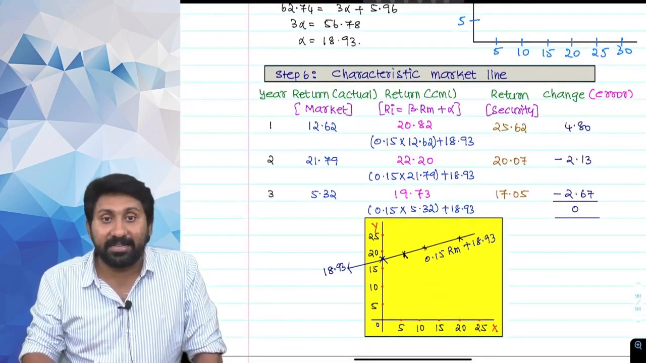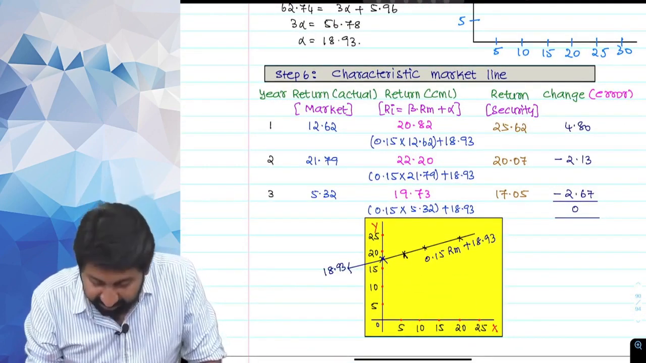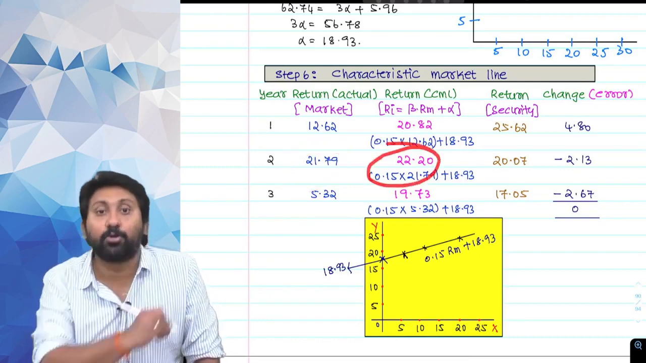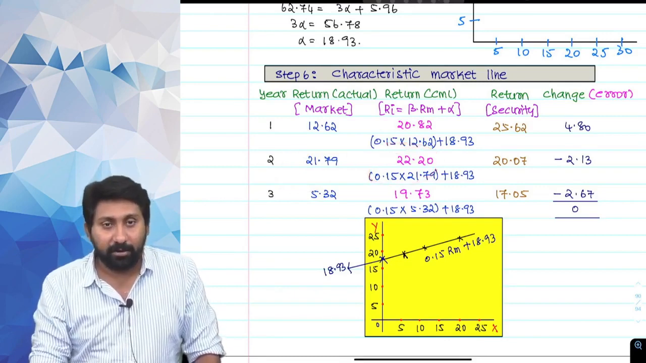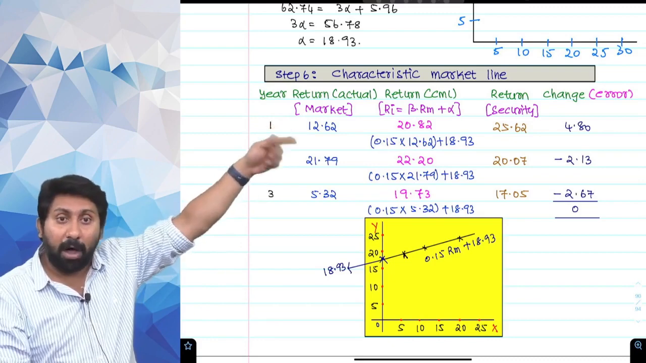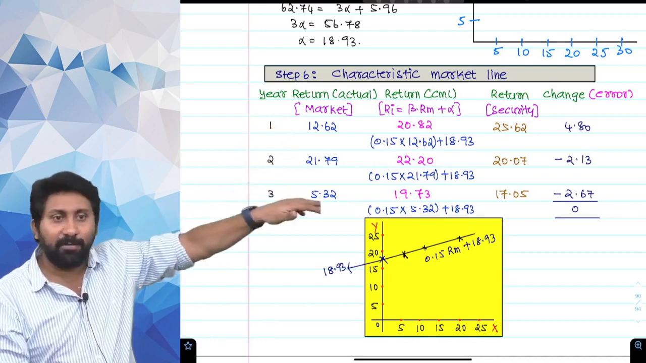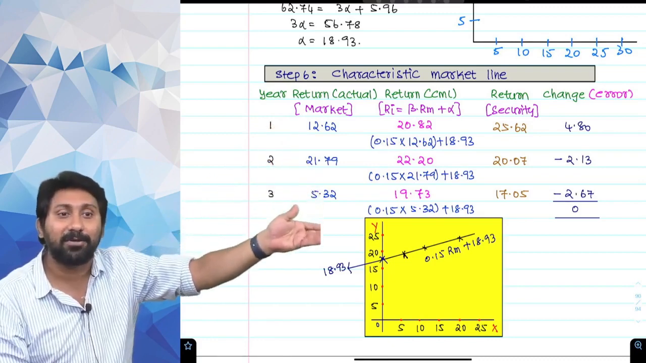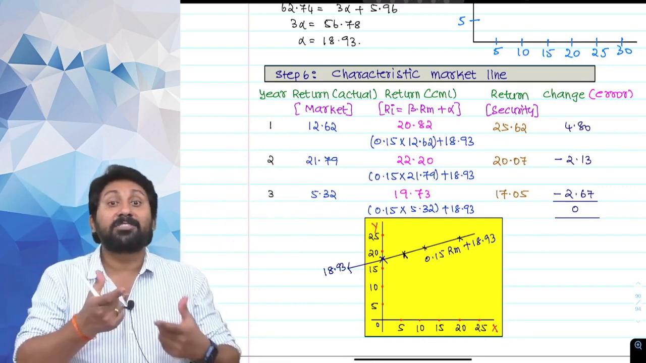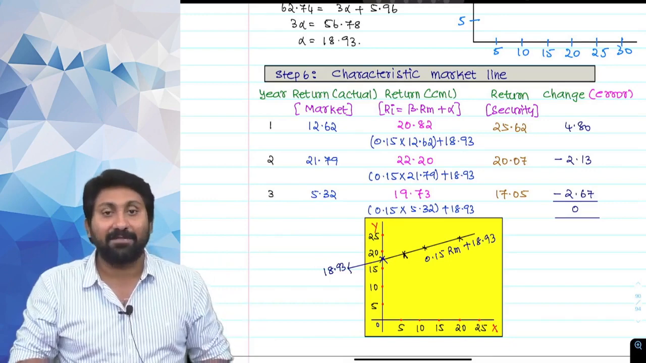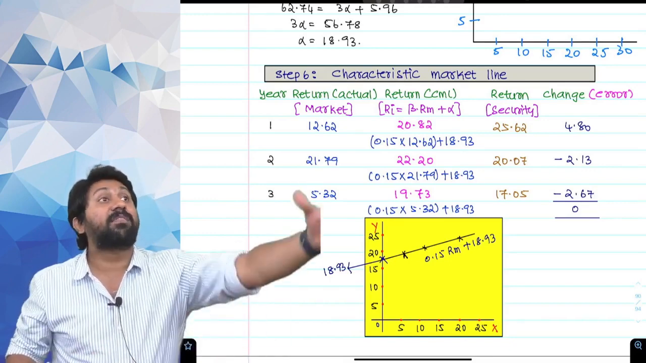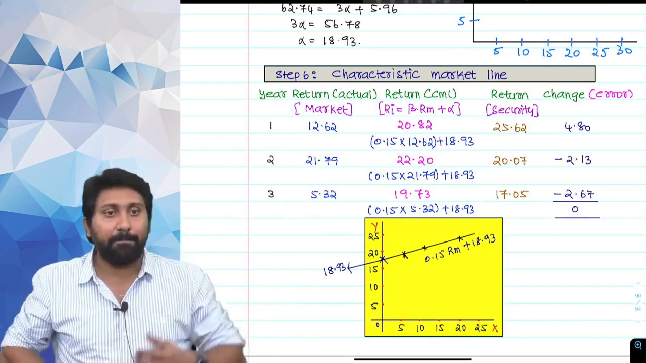Since the market is standing at 21.79, you are getting 22.20 for the security. Sir, the market is at 12, I'm getting 20. Market is at 21.78, still I'm getting only 22 because your beta is very low. What is beta? Measure of systematic risk. Systematic risk means the risk which comes from the market, not from my company.